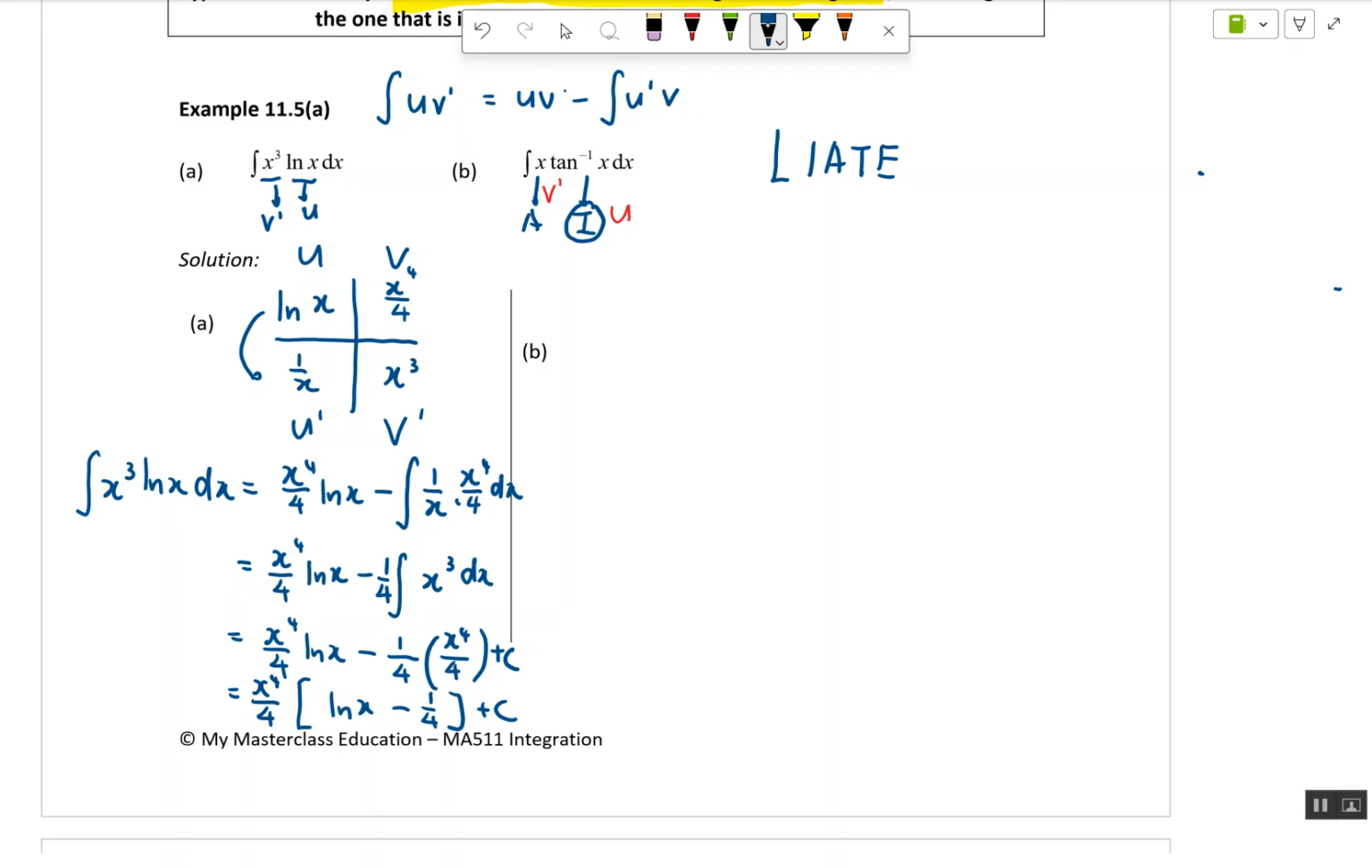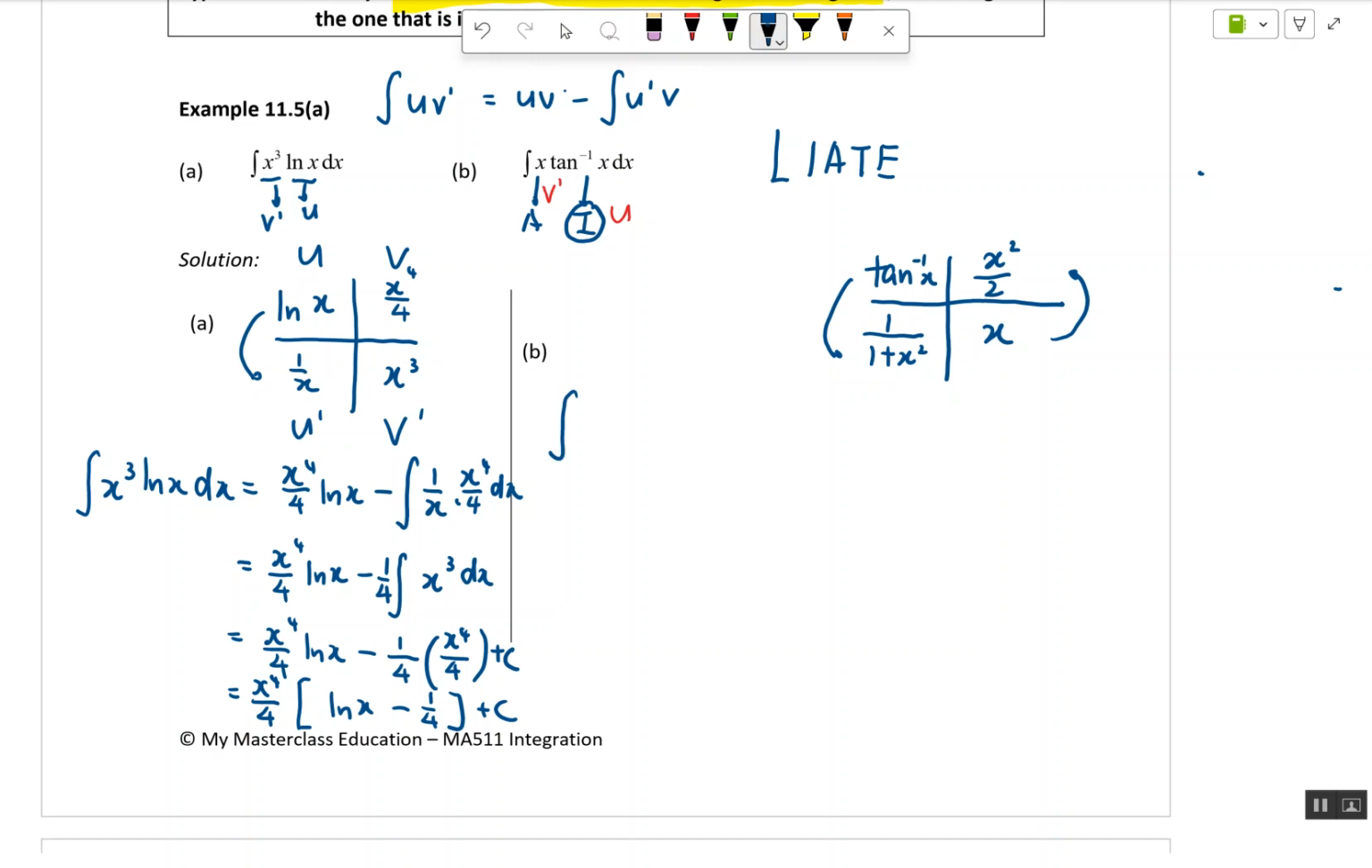If not, you can just use logic. Can you integrate tangent inverse x? You can't, you can only differentiate. So that's why tangent inverse x is going to be my u and x is going to be my v prime. Differentiate this, I get 1 over 1 plus x squared. Integrate x, I get x squared over 2.